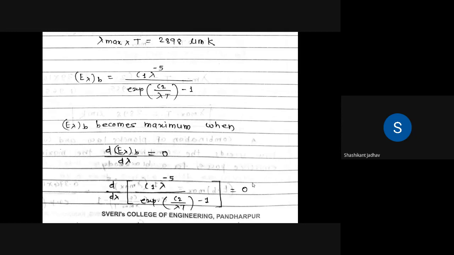So we have to take the derivative of this and find out the value, or find out the equation. As a derivative, take d upon d lambda into bracket C1 lambda raised to -5 divided by exponential of C2 divided by lambda T, bracket complete, minus 1, bracket complete, is equal to 0.